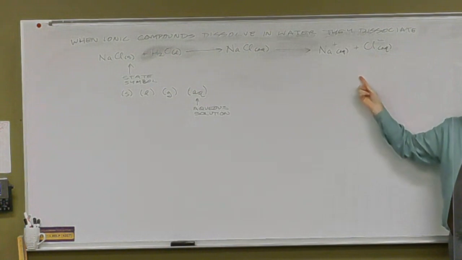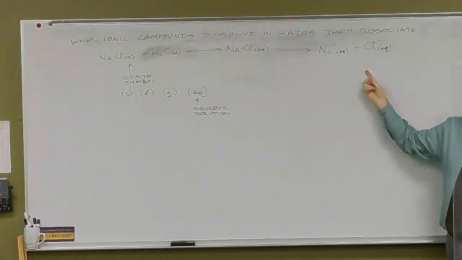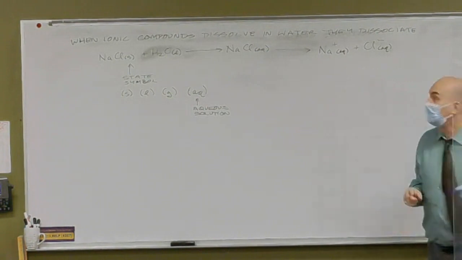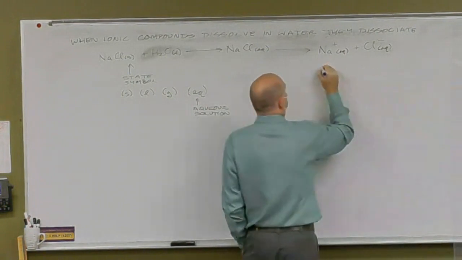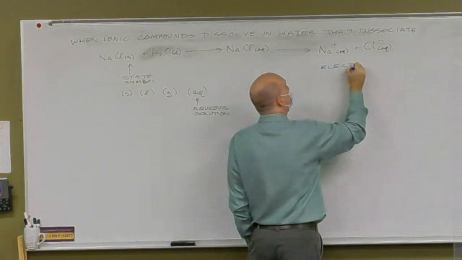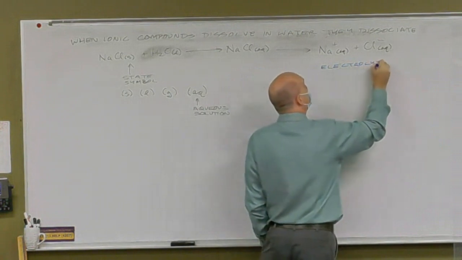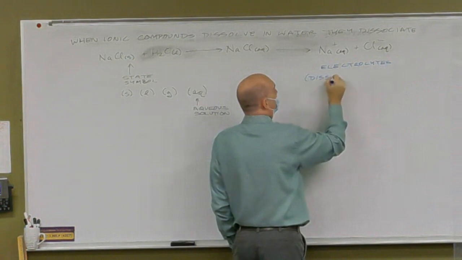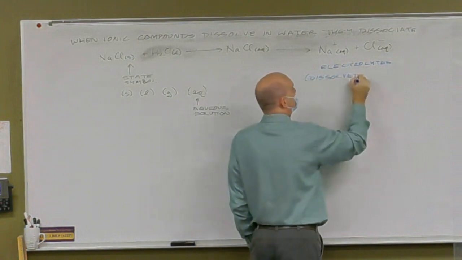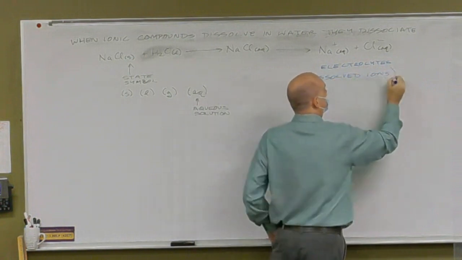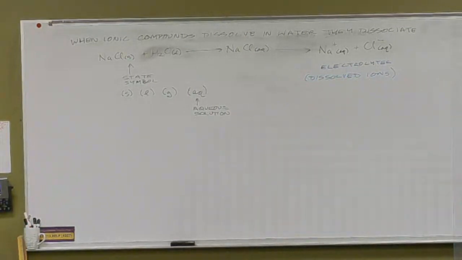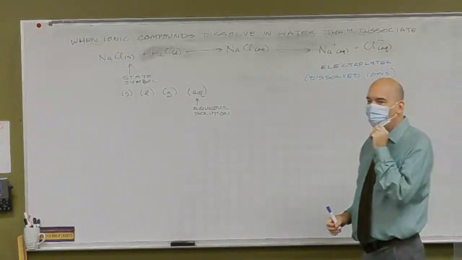We might have put a word to this. I'm not sure. The electrolyte. These are called electrolytes. Electrolytes are dissolved ions. Where have you heard the word electrolyte before Chemistry 1?